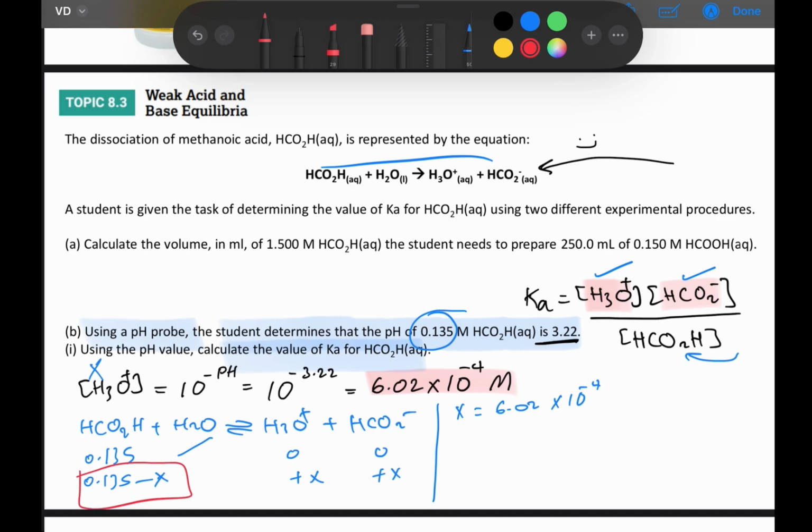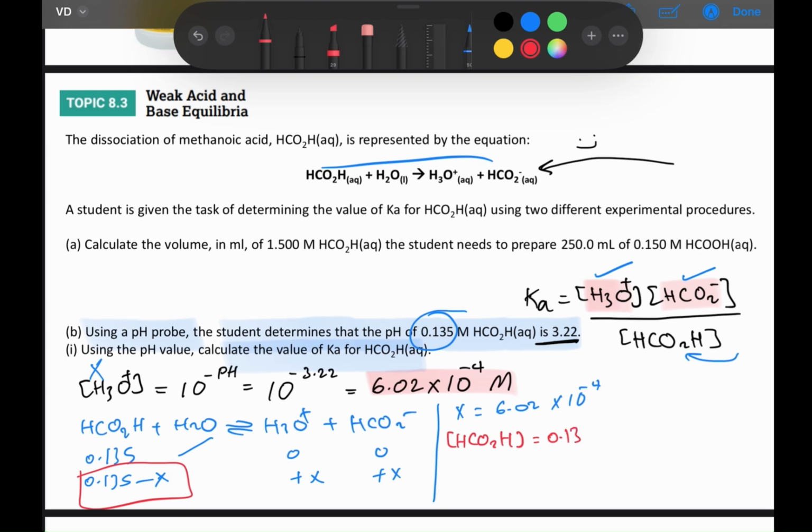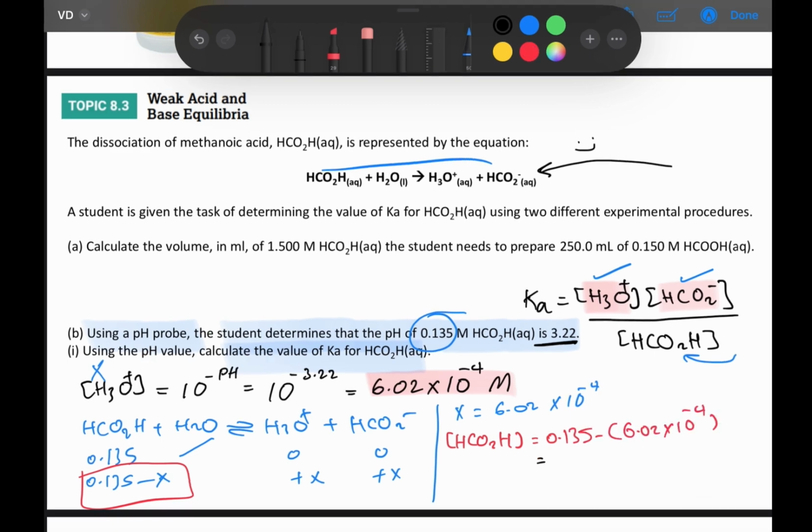We do this process if you know the value of x, by the way. So we have to say the concentration of the acid, HCO2H, is equal to 0.135 minus 6.02 times 10 to the power negative 4. It's not that significant a difference, but anyways, you have to apply this. So the answer is going to be 0.1344. Okay, now we have the concentration of H3O+, the conjugate base, in addition to the acid.